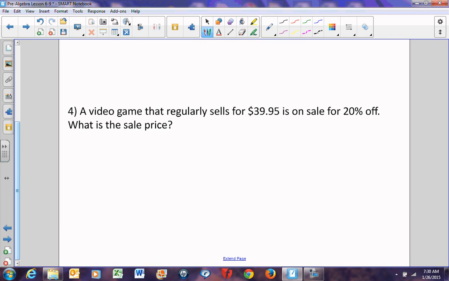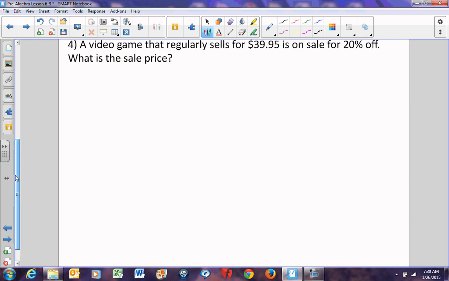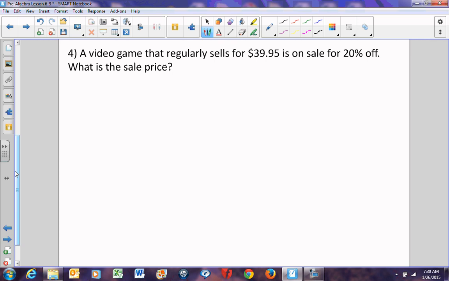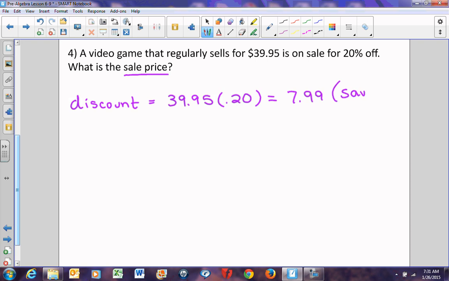Number 4. A video game that regularly sells for $39.95 is on sale for 20% off. What is the sale price? Now I'm looking for the sale price, so I have to find my discount first. My discount will be 20% of the $39.95 that I would normally pay, so I have to figure out what 20% of $39.95 is. That gives me $7.99 off. That's how much I'm going to save. We pay less for our game.